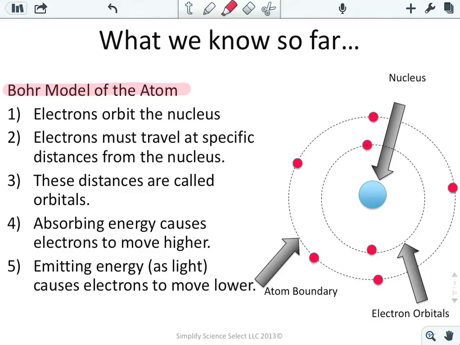Now, these distances are called orbitals. So how far away from the nucleus we are, those are orbitals. So here's our first orbital, here's our second orbital. And we talked about how when we absorb energy, it causes electrons to move higher. We talked about the bright line spectrum and how when you absorb energy, that electron can move up an orbital, and then as it drops back down, it emits light. We see those as bright line spectrums. And so this is what we know: the Bohr model of the atom.